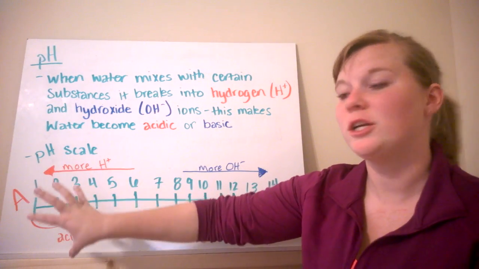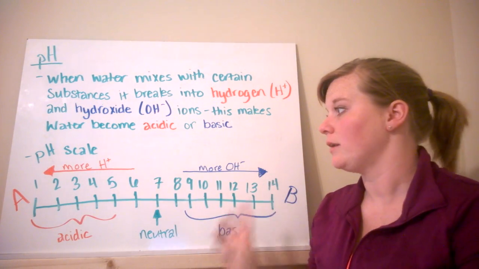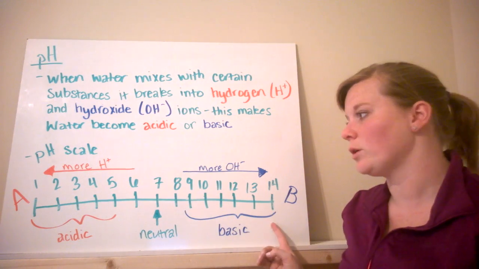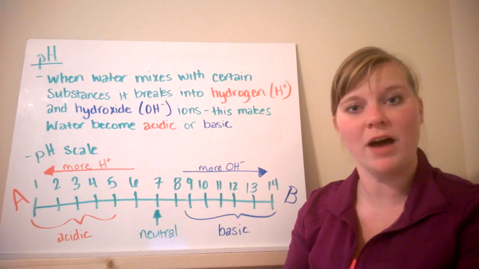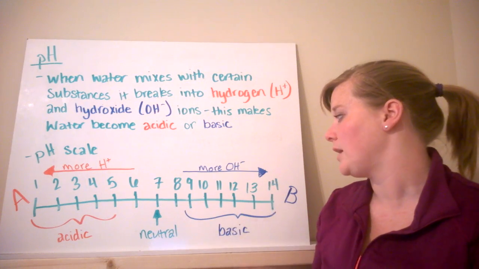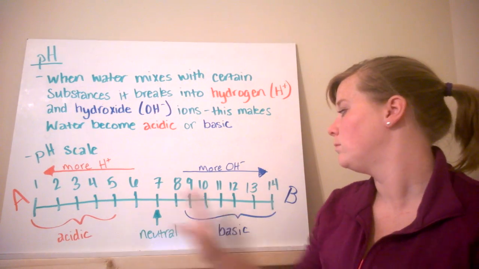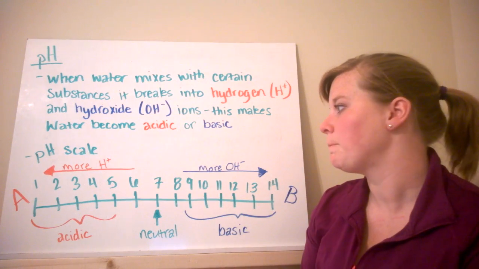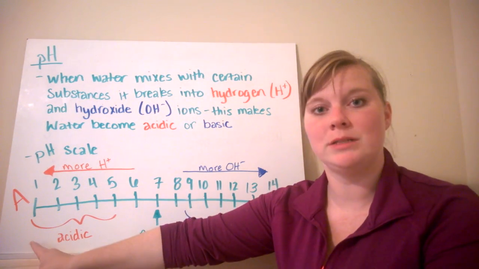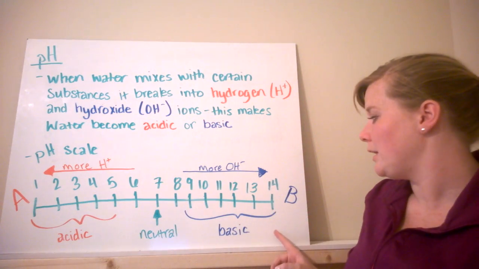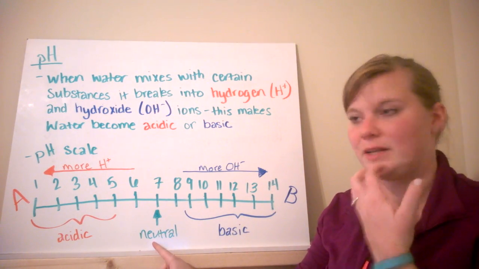Now, we judge pH on what's called the pH scale. The pH scale is just a number line that runs from 1 to 14 and all the decimal points in between. So something can have an acidity of 3.5, or it can be basic with a pH of 11.7. So numbers and all the decimals in between. It goes from 1 to 14, with 1 being the most acidic, 14 being the most basic, and 7 is neutral. 7 is neutral.